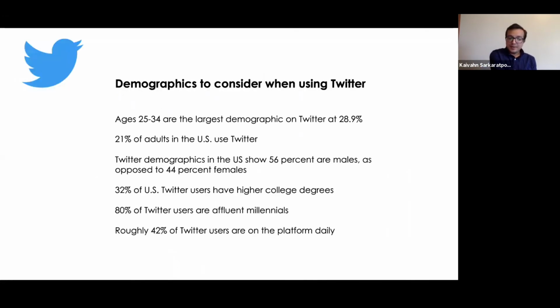Twitter, again, the ages typically skew towards the younger side. 25 to 34 are the largest demographic on Twitter at 28%. About 20% of adults use Twitter in the US. Twitter demographics show that in the US, 56% are male, as opposed to 44% female. So you have a larger male audience that's younger using Twitter. And 32% of US users have higher college degrees.